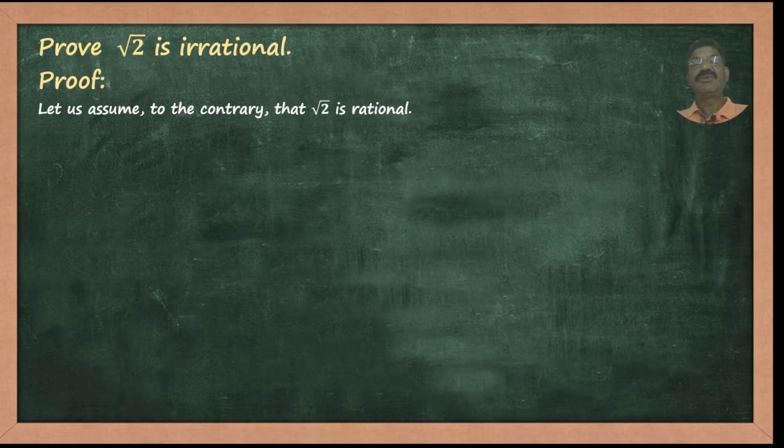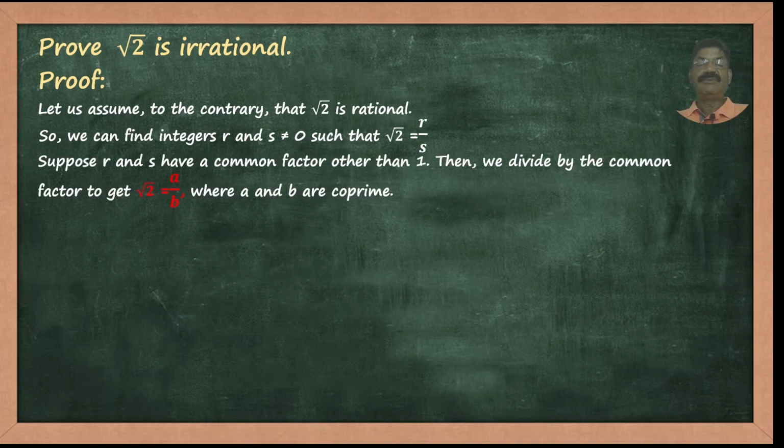Therefore, we conclude that root 2 is irrational. That's our idea. So here also, we assume the contrary, that root 2 is rational. You remember the definition of a rational number. Then root 2 can be written in the form of r by s, where r and s are integers and s not equal to 0.